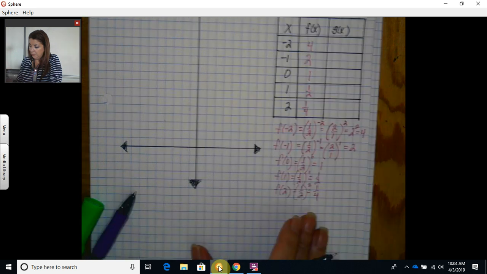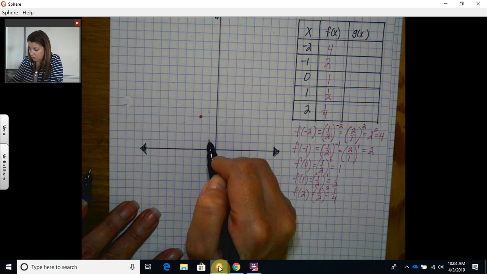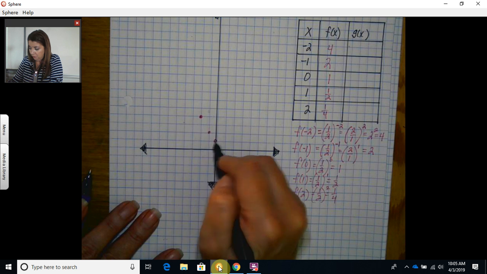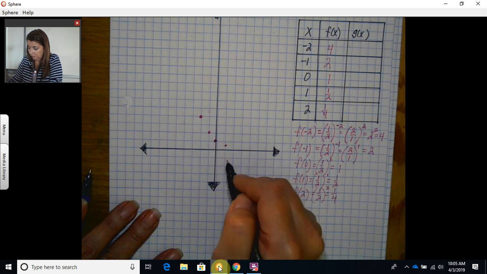So let me plot these points. When x is negative 2, y is positive 4. When x is negative 1, y is 2. When x is 0, y is 1. When x is 1, y is 1/2. When x is 2, y is 1/4.